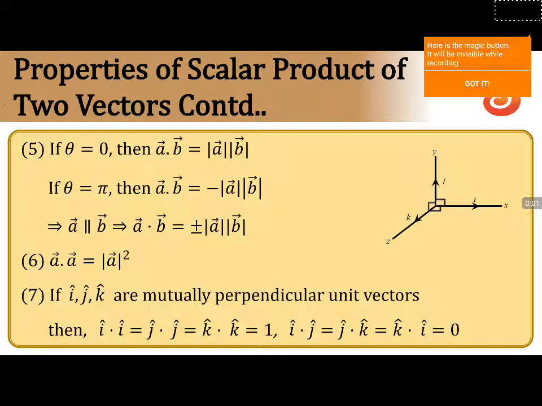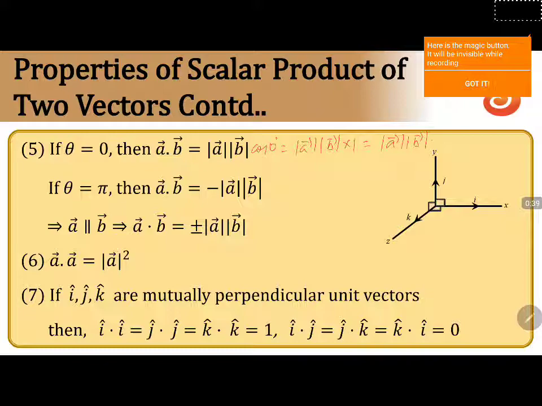Now we'll discuss some more properties of the scalar product or dot product of two vectors. For the first property, if theta is equal to 0 degrees, we know that cos 0 is equal to 1. Then A dot B is equal to magnitude of A into magnitude of B into cos 0. We know that cos 0 is equal to 1. So magnitude of A into magnitude of B into 1 is equal to magnitude of A into magnitude of B.